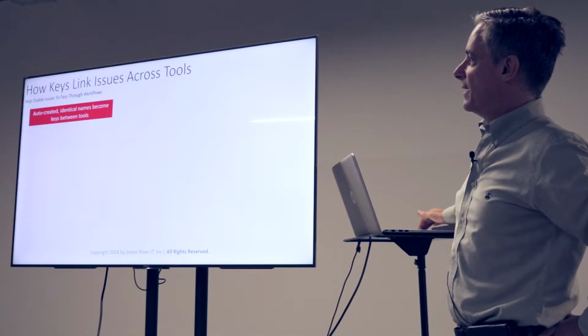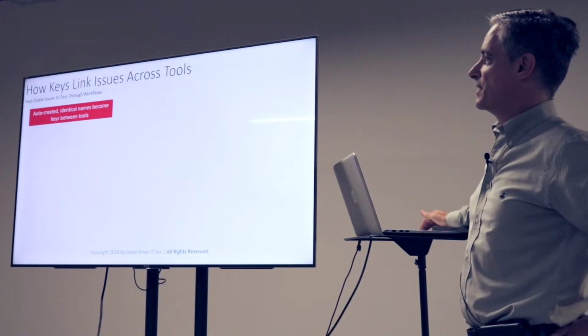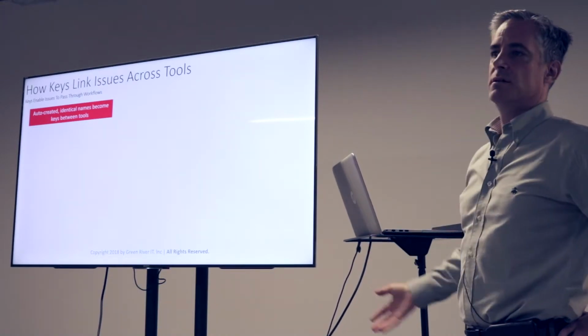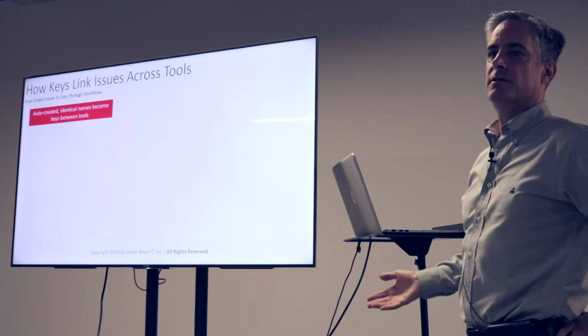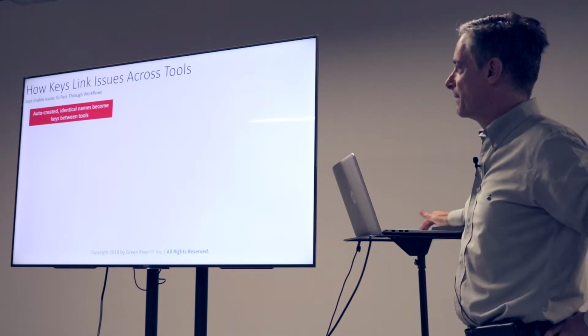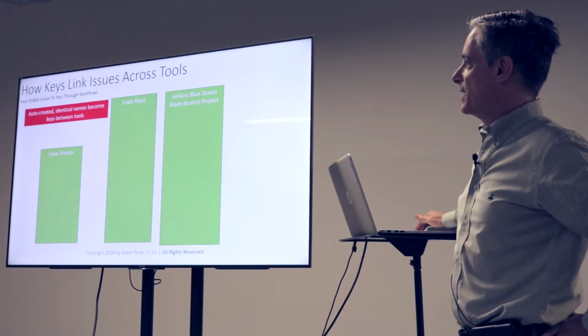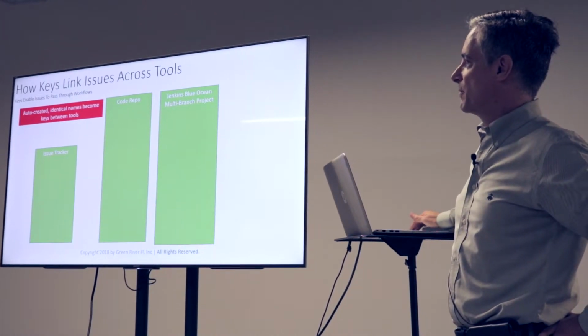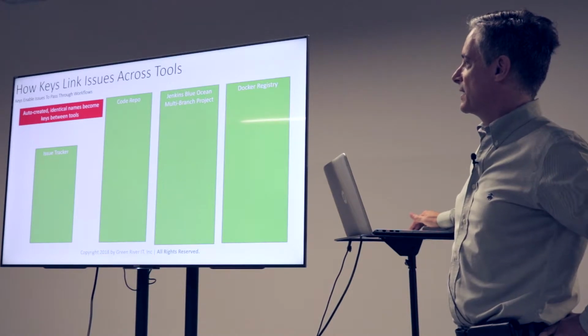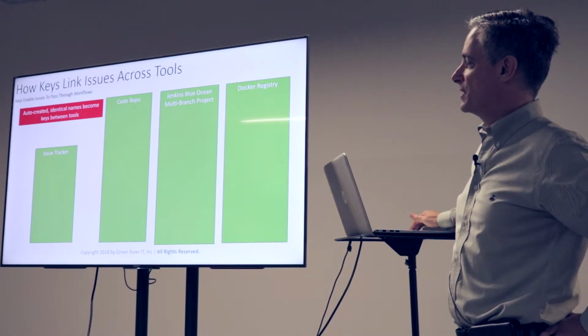So then, how do you get these systems to talk to each other? Well, they don't. You have to configure them to. But it's actually not that hard. You have your issue tracker, your code repository, your Jenkins Blue Ocean multi-branch project, and your Docker registry. These different tools have to talk with each other.